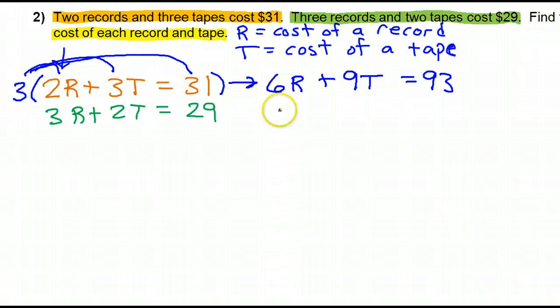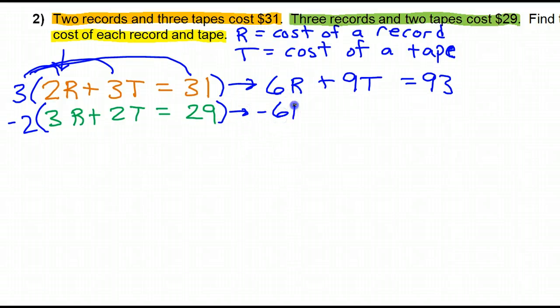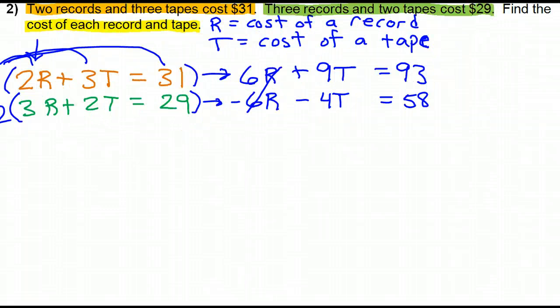Okay, but then I need the bottom equation to now be a negative 6r. So this equation is going to get multiplied by negative 2, because that's what it would take to give me that negative 6 that I'm looking for. So that's going to give me negative 6r minus 4t is equal to, let's see, negative 58.